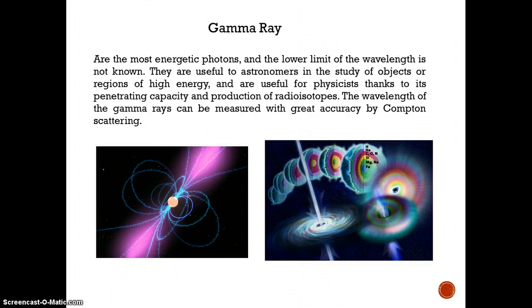Gamma rays are the most energetic photons, and the lower limit of their wavelength is not known. They are useful to astronomers in the study of objects or regions of high energy, and are useful for physics thanks to their penetrating capacity and production of radioisotopes. The wavelength of gamma rays can be measured with great accuracy by Compton scattering.